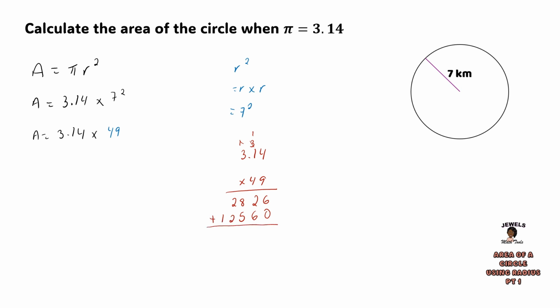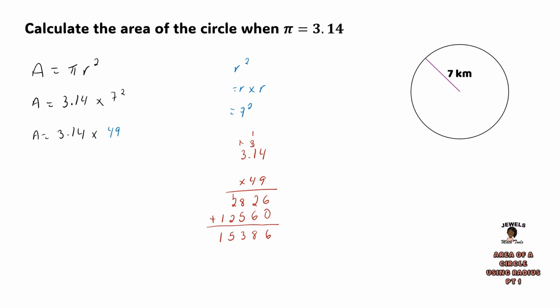Let's sum our numbers. We have 6 plus 0 is equal to 6. 2 plus 6 is equal to 8. 8 plus 5 is equal to 13. We'll put our 3, carry the 1. 1 plus 2 is equal to 3. 3 plus 2 is equal to 5. And then we'll bring down the 1.